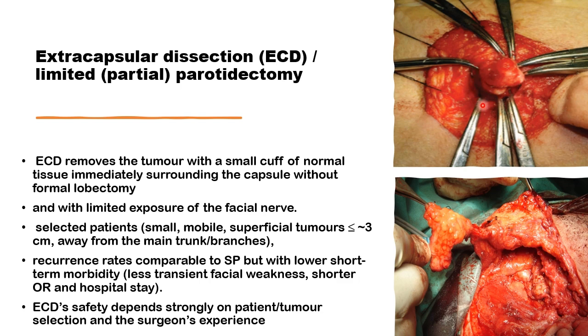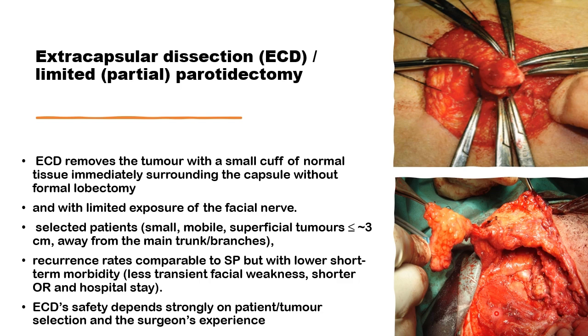Extracapsular dissection removes the tumor with a thin cuff of the salivary tissue around it, but only in selected cases. These are patients who have small tumors that are mobile in the superficial lobe and less than 3 centimeters in size, and they must be away from the facial nerve trunk and its major branches, which should be exposed earlier in the operation.